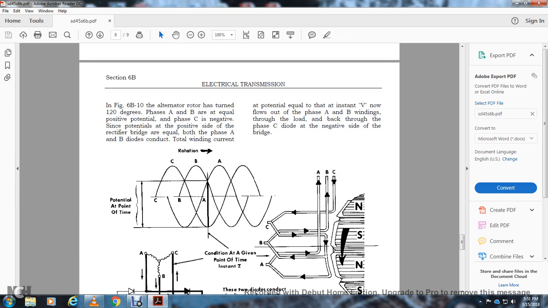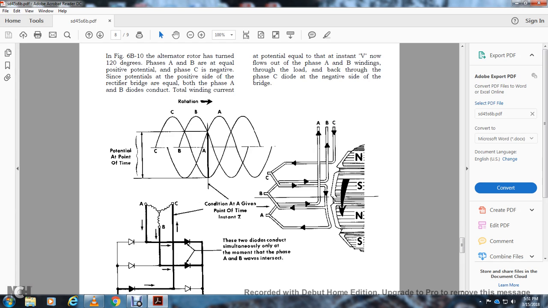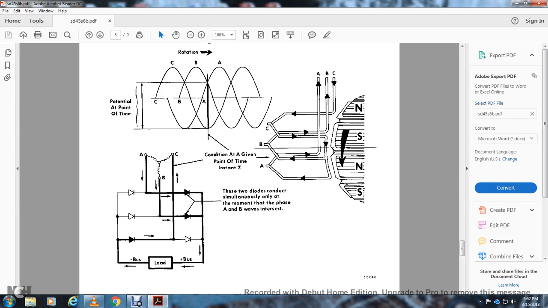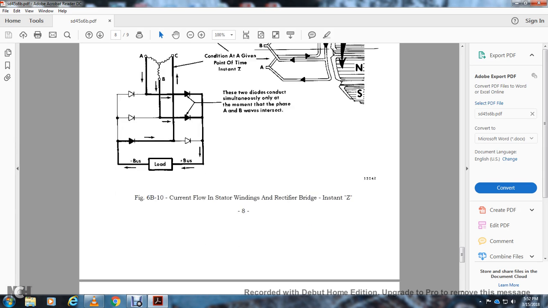In figure 6B10, the alternator rotor has turned 128 degrees. Phases A and B are at equal positive potential, and phase C is negative. The potential for the positive side of the rectifier bridge is equal for phase A and B, so the diodes conduct. Total winding current potential is equal to the instant V, with the flow through the AB windings, through the load and back through phase C and the diode to the negative side of the bridge. Potential at the point of time is C, B, A. Also on the bottom stroke you would have a C, B, A condition, which was shown in the little electronic diagram as both A and B going through rectifiers to the bus bar and then to the last rectifier back to C.